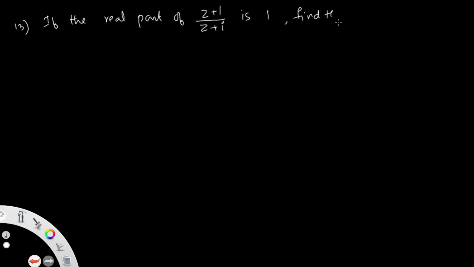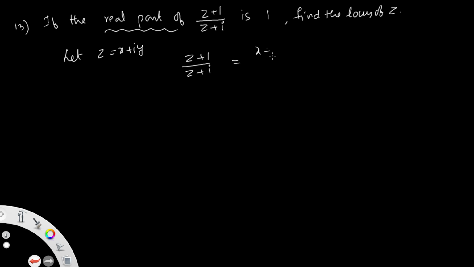Find the locus of z. The real part of this total value is equal to 1. Similarly, let the complex number z equal x plus iy. Now substitute in the given expression, (z plus 1) by (z plus i): z equals x plus iy plus 1, divided by x plus iy plus i.